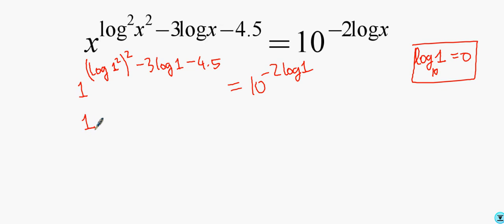So, 1 to the 0 times 2 is just 1 to the 0. So this here, log 1 is just 0. Minus 3 times log 1, that's also 0. So it's just 1 to the negative 4.5. And then equals 10 to the negative 2 times log 1. Log 1 equals 0, so 10 to the 0. So 1 to the negative 4.5 equals 1.